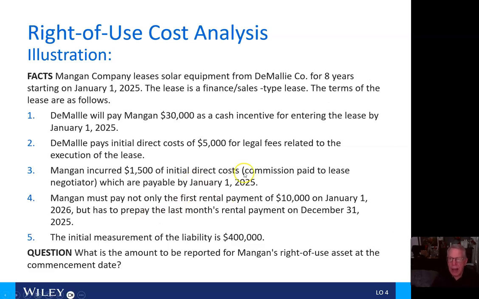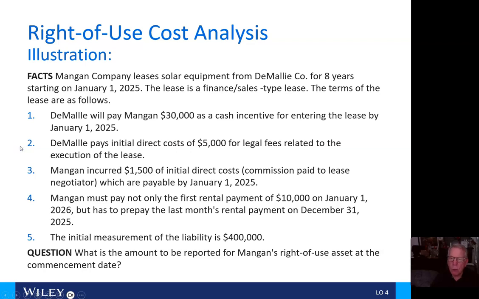Okay, let's take a look at an illustration. Here, the Mangen Company leases solar equipment from DeMalley Company for 8 years, starting January 1, 2025. The lease is a finance/sales type lease, and the terms of the lease are as follows. 1, DeMalley will pay Mangen $30,000 as cash incentive for entering the lease by January 1, 2025.